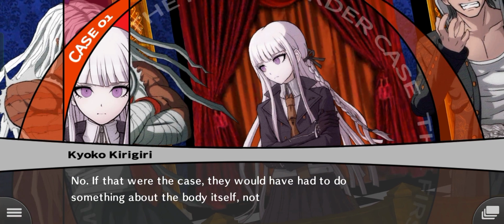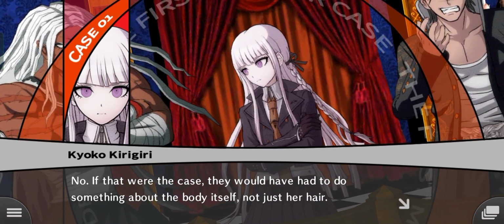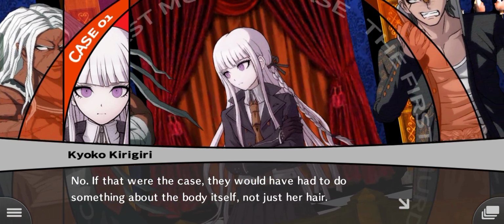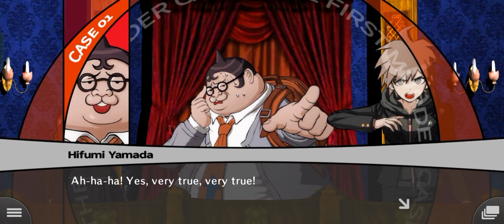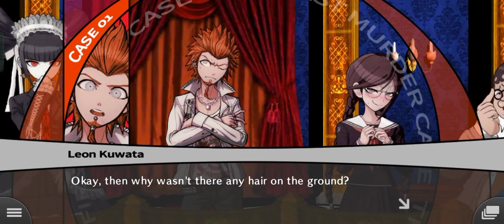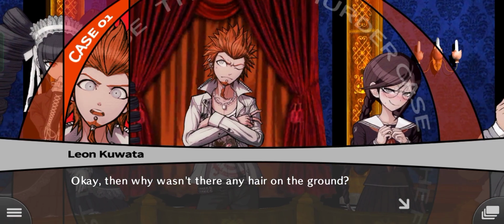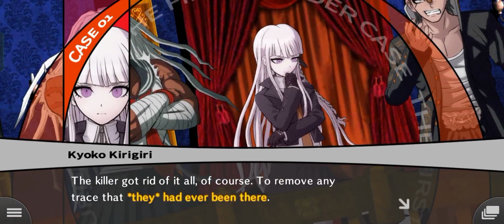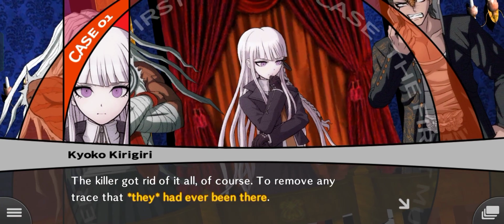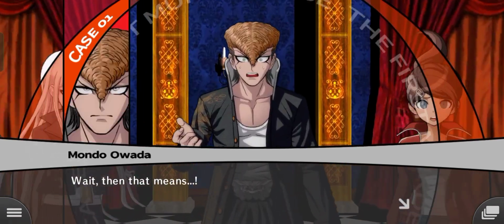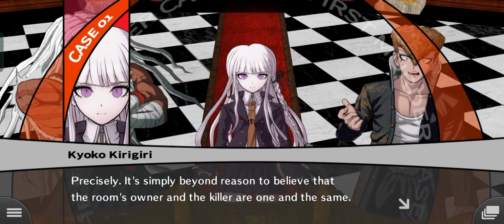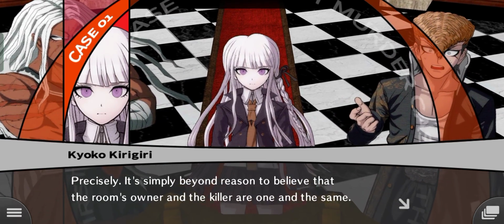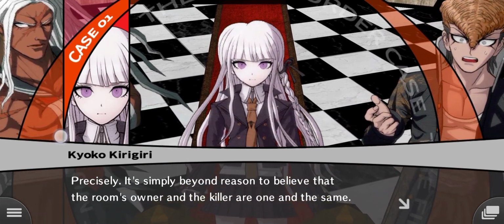No. If that were the case, they would have had to do something about the body itself, not just her hair. Ha ha ha! Yes, very true, very true. Okay, then why wasn't there any hair on the ground? The killer got rid of it all, of course, to remove any trace that they had ever been there. Wait, then that means... Precisely. It's simply beyond reason to believe that the room's owner and the killer are one and the same.